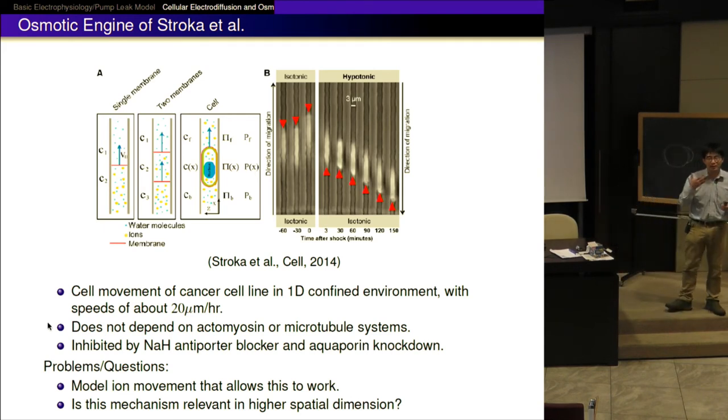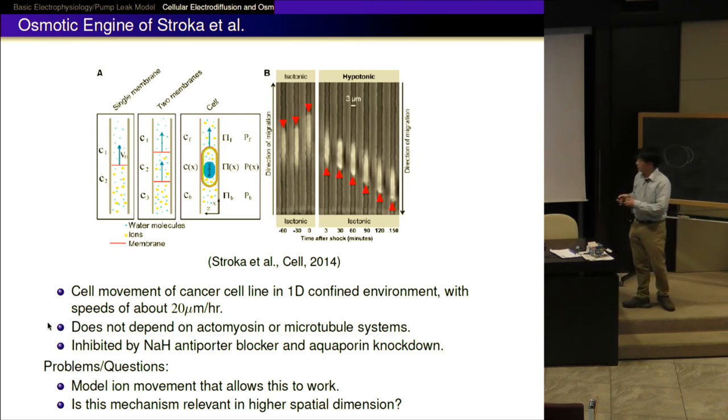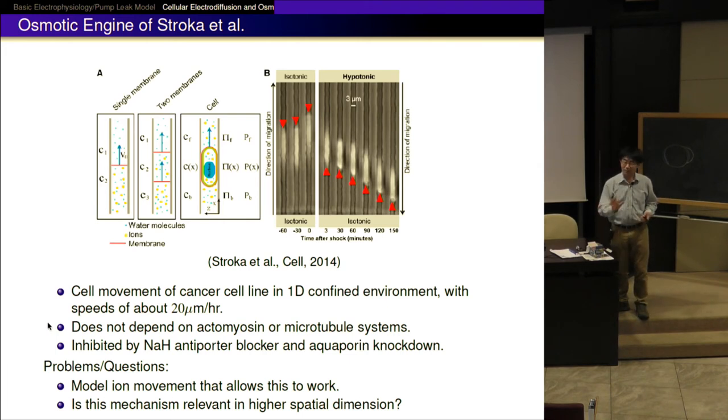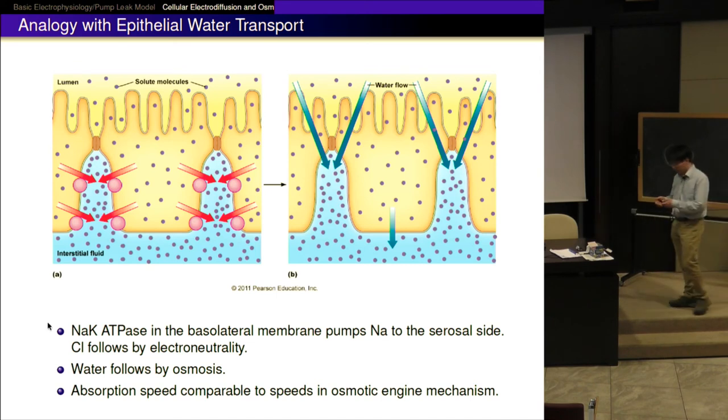Based on these observations, they propose what they call the osmotic engine mechanism. Let's say I have a cell here, the concentration of, say, sodium chloride is high here and low here, and the sodium chloride concentration in the middle is in the intermediate range. Then osmotic pressure will make it so that water would want to go from here to here, because the concentration is higher there. But if water is moving down, the cell will move up. So that's their osmotic engine mechanism. What we wanted to do was to ask, does this really work, first of all? And we also wanted to know whether this kind of thing was relevant in higher dimension as well, and in general whether this is even plausible or not.